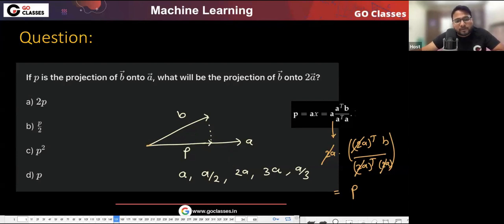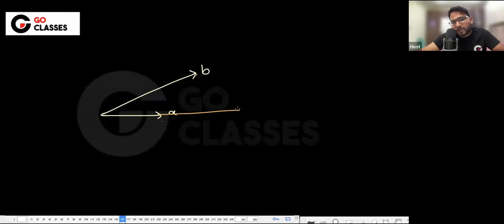By the way, one of the students is asking, what if the b length is more and the a length is less? Suppose b length is this, a length is this. Will the projection be possible or not? What do you think? Can you project b on a? Yes, it is still possible, and the projection will actually have more length than a. Geometrically you can just extend this a.